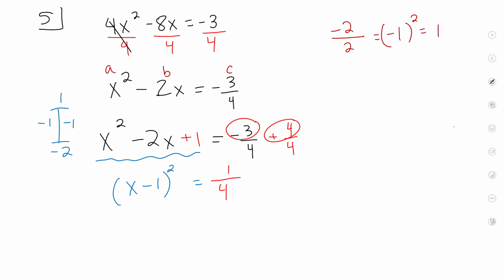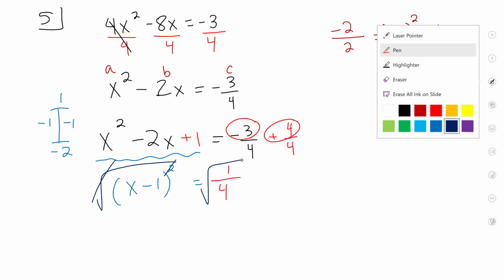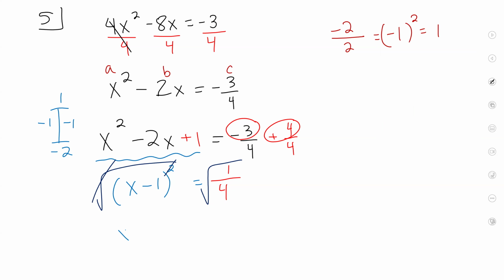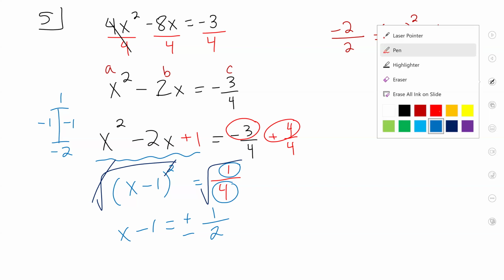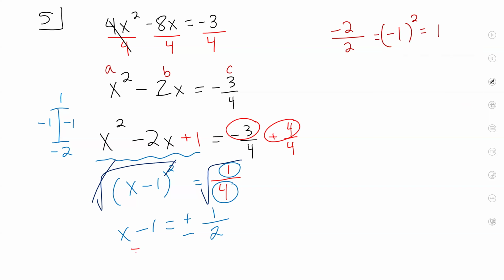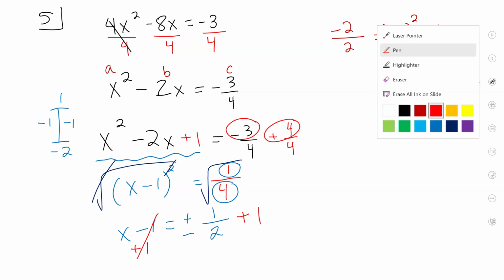Now we're going to do the square root of both sides. The square root cancels out with the squared. Take the square root of this side. So we get x minus 1 equals plus or minus, what is the square root of 1? 1. What's the square root of 4? Okay. So we're going to have to add 1 to both sides.